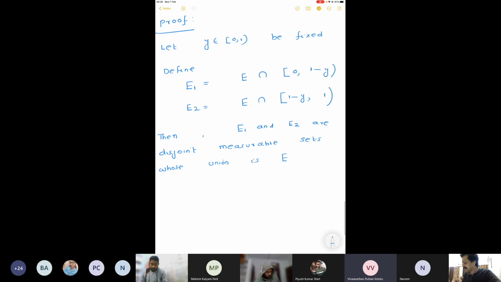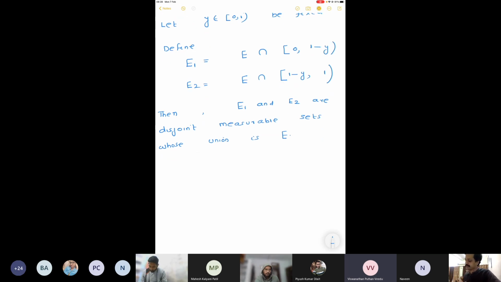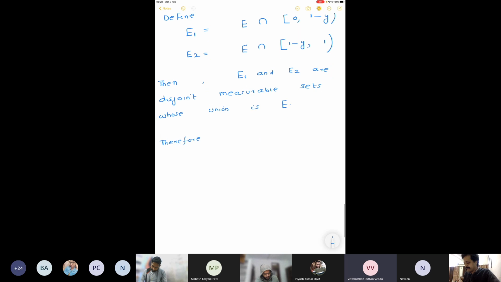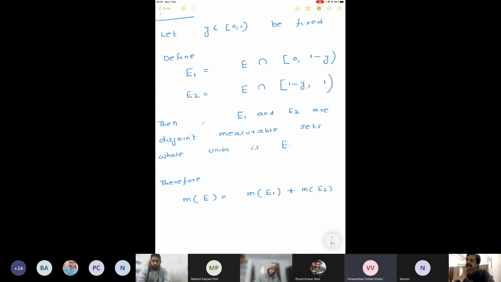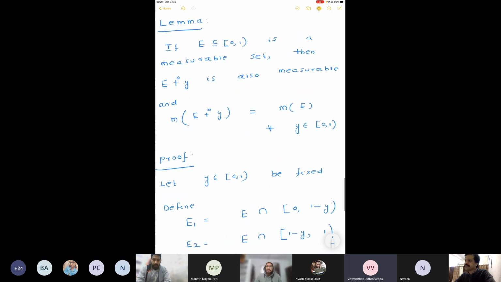You can easily convince yourself with this statement. Therefore, measure of E is equal to measure of E1, since measure is countably additive, plus measure of E2. Okay, so this is an observation. Our primary purpose is to relate the special translation with ordinary translation.